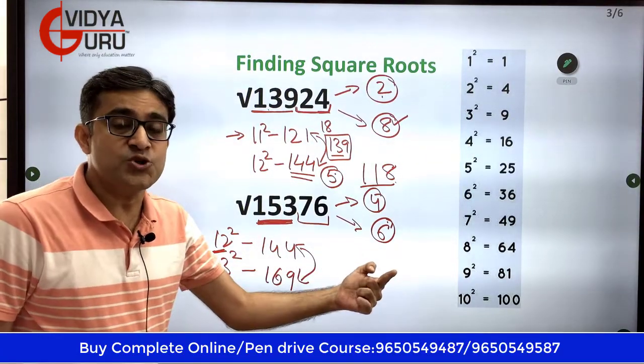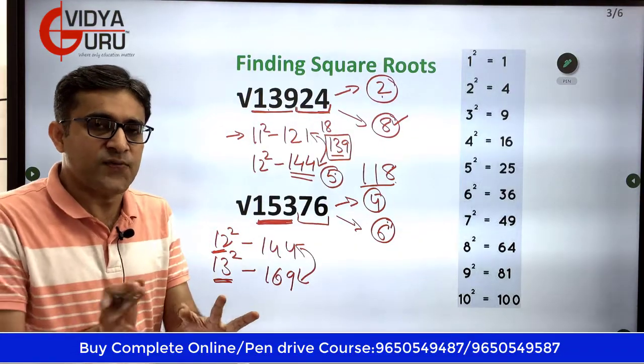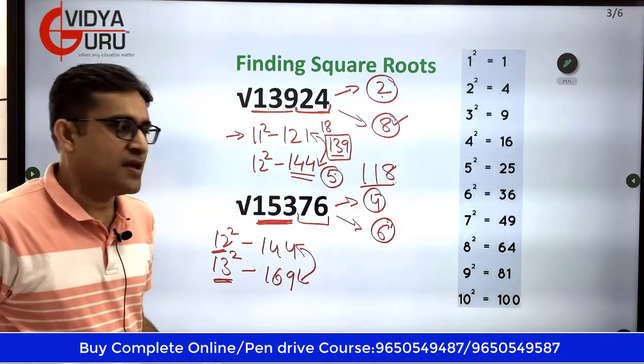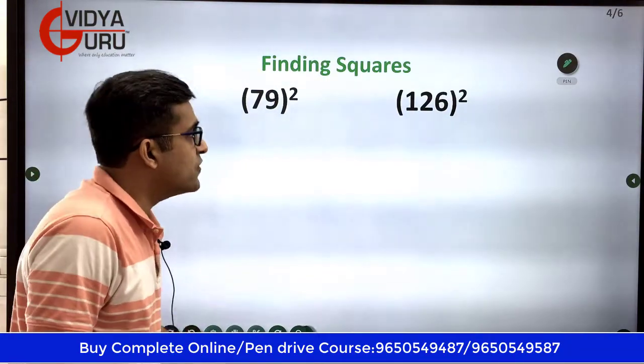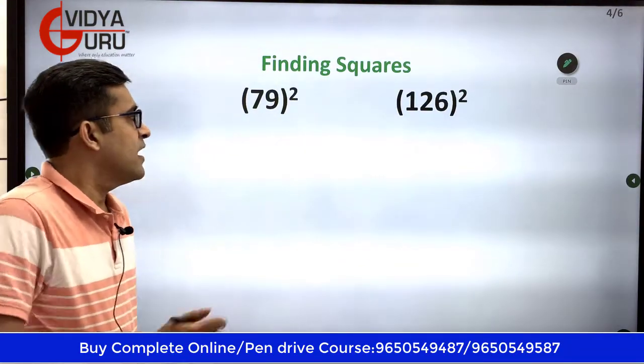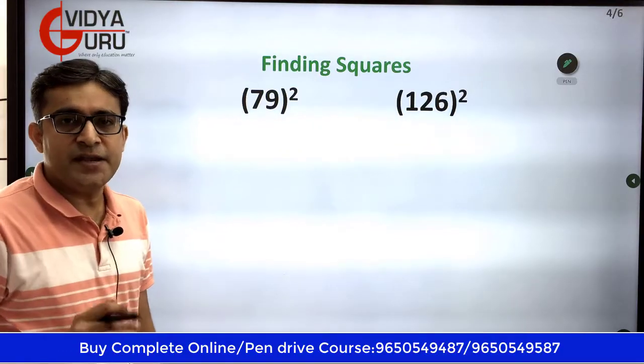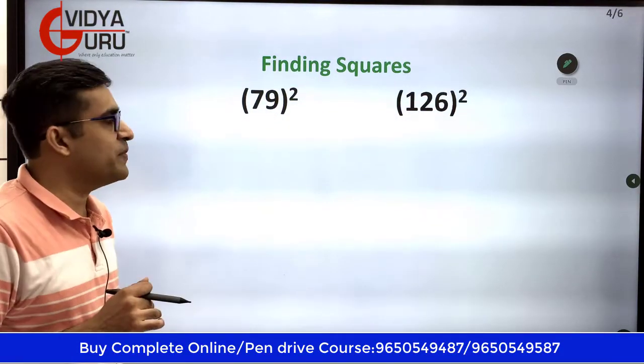Now I'm going to teach you what? A universal trick for finding the squares. And that is going to be very interesting. A useful, very useful trick. I have to find the square of 79. Students, now listen to me carefully.